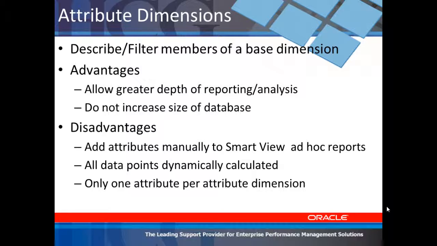Second disadvantage is that once you add an attribute dimension to your report, all of the data points within that report are dynamically calculated, meaning the report might retrieve a little bit more slowly. And the last disadvantage, which is the basis of this topic, is that there is only one attribute per attribute dimension for a member in the database, meaning once you specify that the attribute for the Diet Cola product is 12 ounces, you can't later change it to 16 ounces.